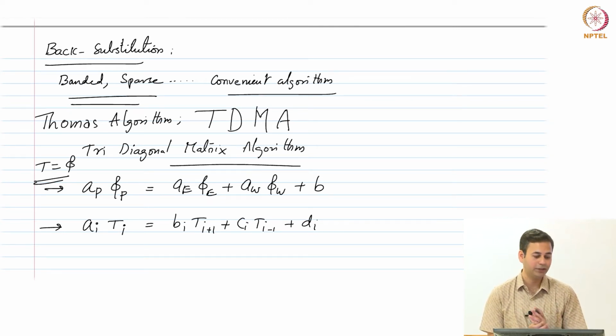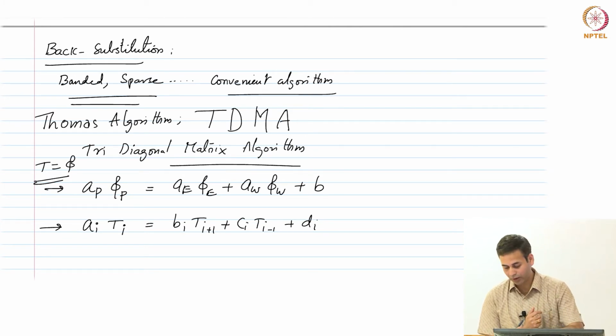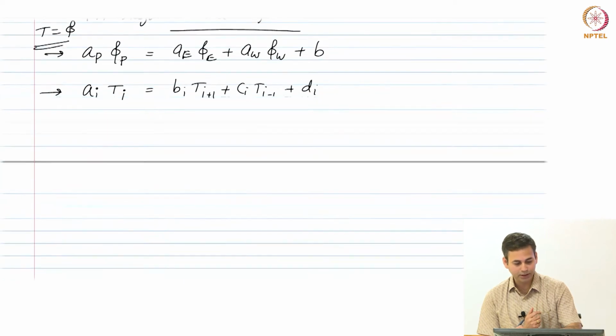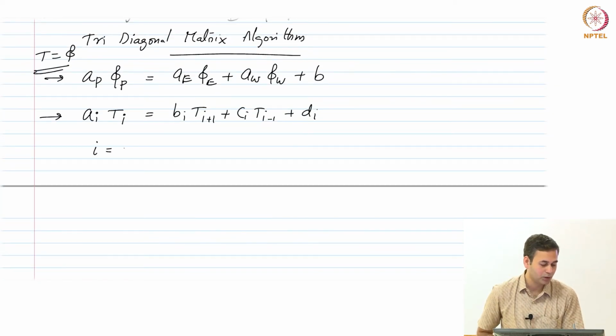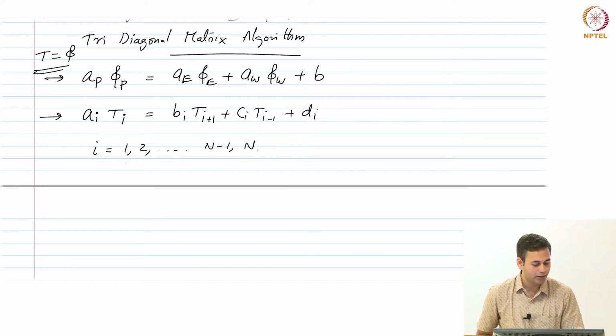Fine. So, we have A_i T_i, where i is nothing but your P cell. A_i T_i equals B_i T_{i+1} plus C_i T_{i-1} plus D_i. Now, we also have to decide on what these i notations are, essentially what would be the boundary and what would be the interior cells. So, let me say that i goes from 1 all the way to n, where 2 to n minus 1 constitute the interior cells, and 1 and n constitute the boundary cells.